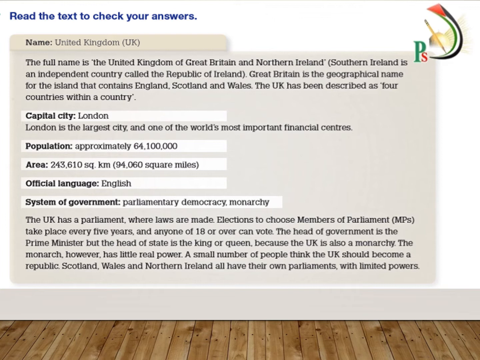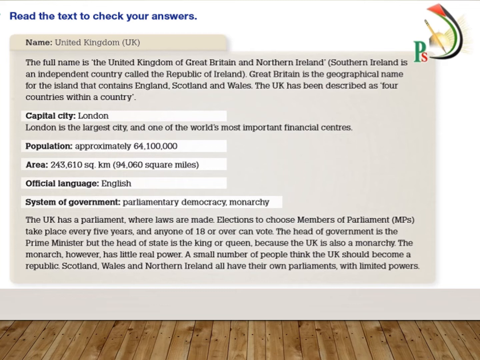I will ask you some questions. What is the full name for the UK? Yes, excellent. It is United Kingdom of Great Britain and Northern Ireland. How many countries does the UK contain? Yes, 4 countries. What are they? Yes, excellent. It is England, Scotland, Wales, and Northern Ireland. Now, my student, I will continue reading.